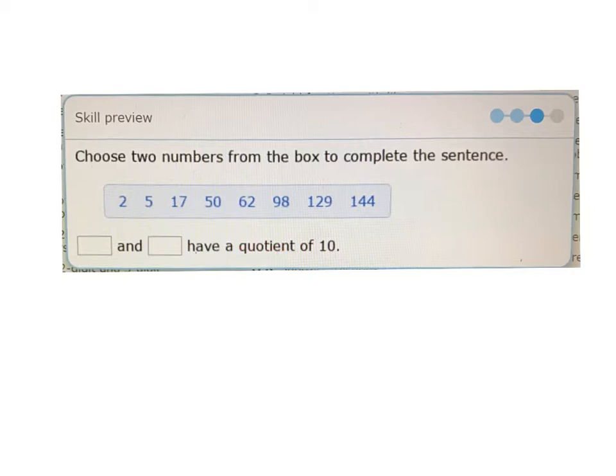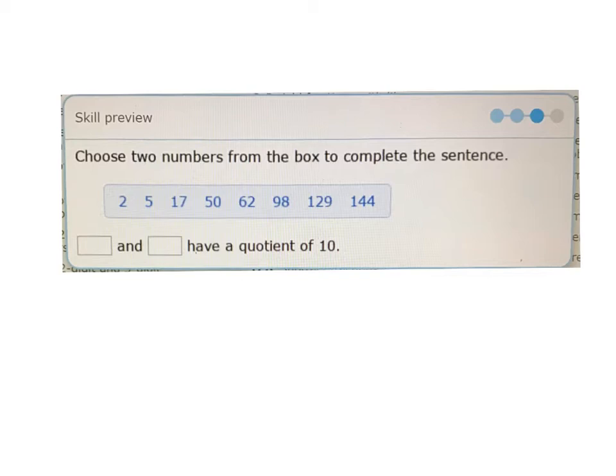So the example says, choose two numbers from the box to complete the sentence. Blank and blank have a quotient of 10. I also like this practice because it really is just familiarizing yourself again with the basic division facts. We've been working in class on your division facts of the 12 times tables, essentially. So as long as you're familiar with that, or if you have a times table chart in front of you, you should be able to do this.